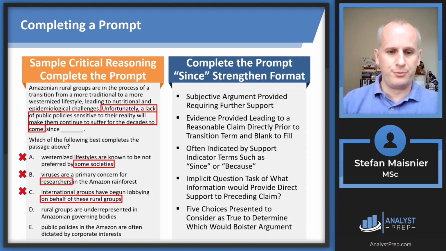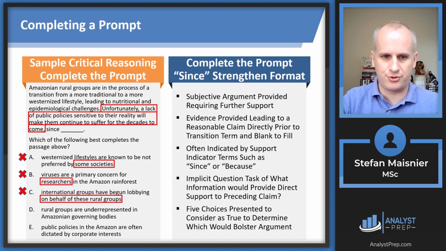Choice D, rural groups are underrepresented in Amazonian governing bodies. Well, if this is true, then they're not making the public policies themselves. They're not represented, and this would strengthen the idea that you'd end up with public policies that are insensitive to the reality of the rural groups. So this would provide the support we'd seek in the blank.